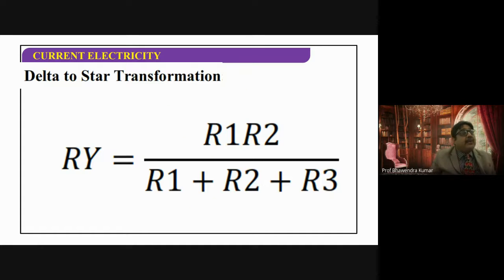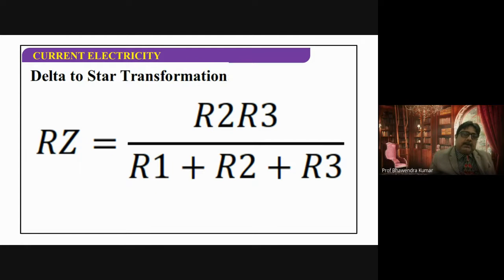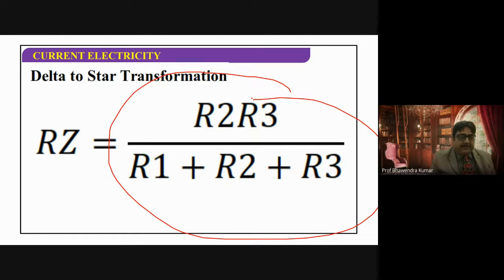So what is the value of Rz? Very good. R2 R3 divided by R1 plus R2 plus R3. Is it clear? Yes? I hope you understand this is Rz, with R2 R3. Actually, when I was trying to enlarge the size, it was getting cut. That is why I kept it beside it. Somehow there was a problem.